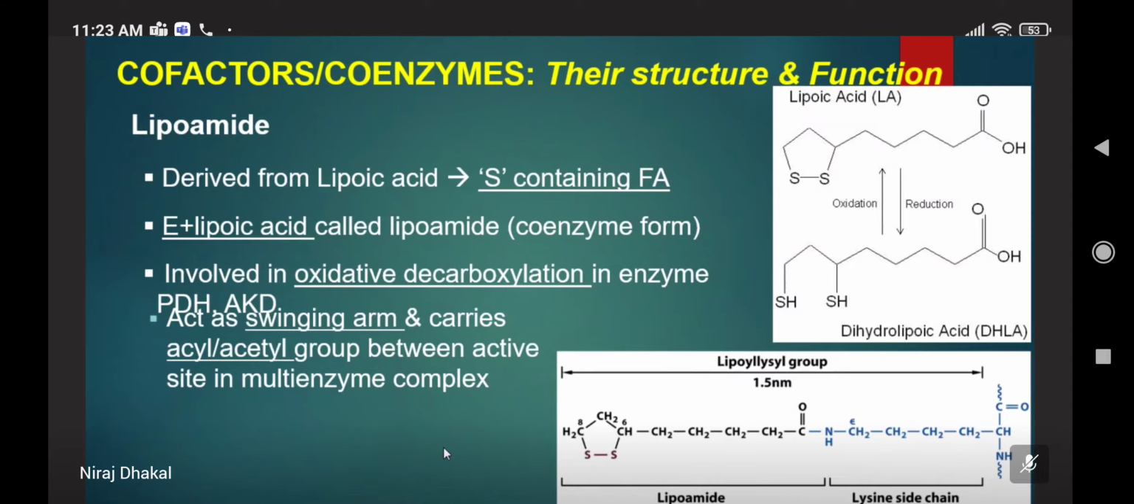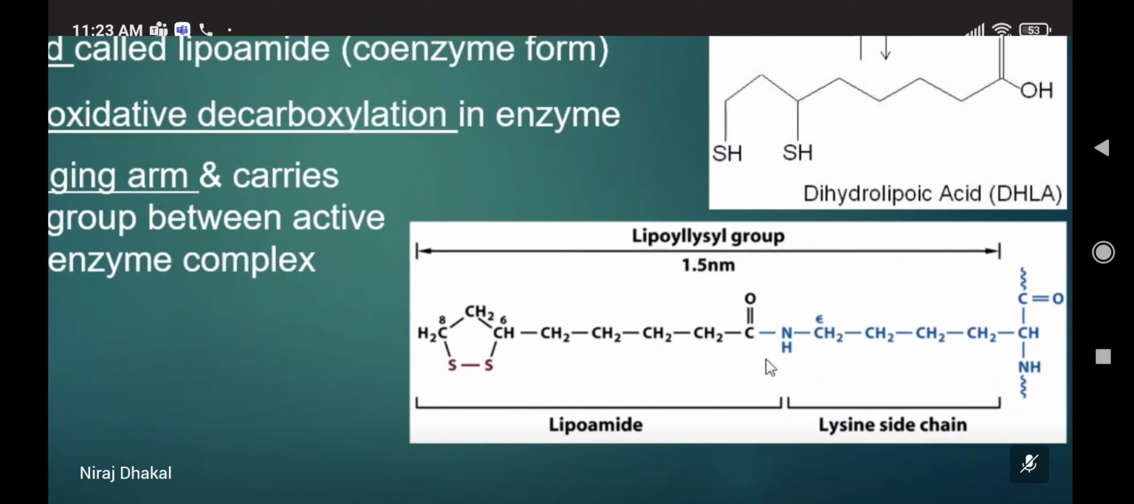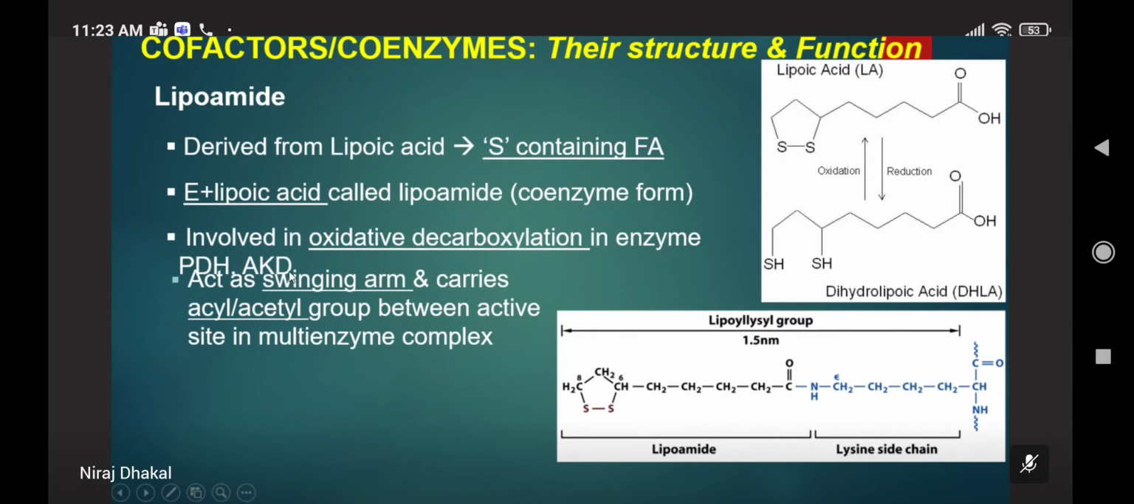Similar to biotin, lipoic acid is also linked with the enzyme, and in its linked form it is called lipoyl lysine. This is the lipoic acid, the lipoamide, and this is the lysine side chain of an enzyme, and there is an amide linkage between lipoic acid and the lysine residue of the enzyme. Its role is in oxidative decarboxylation in enzymes like pyruvate dehydrogenase and alpha-ketoglutarate dehydrogenase.